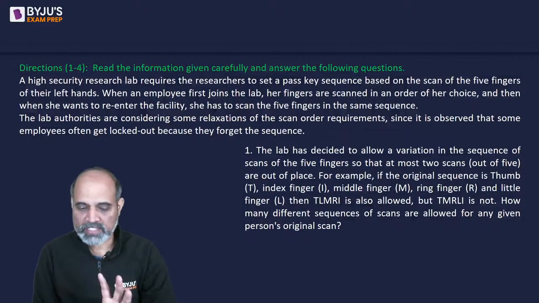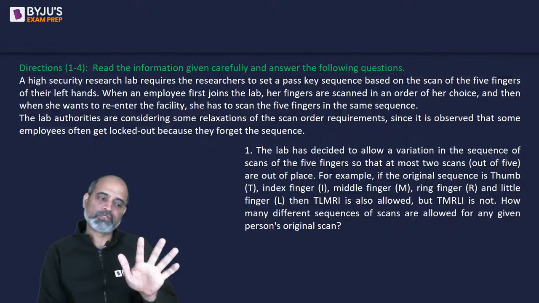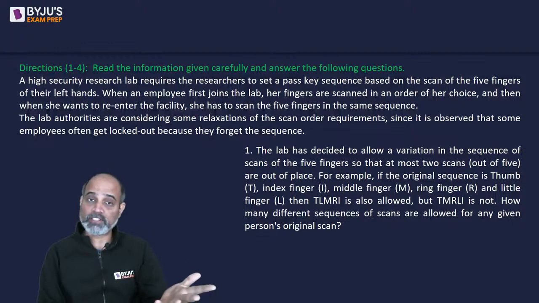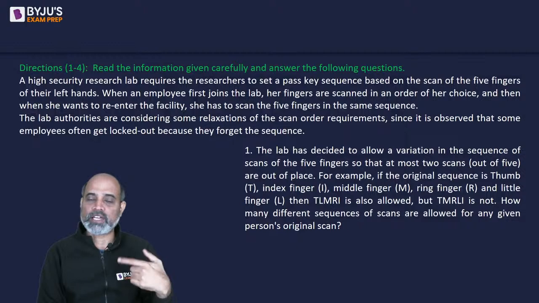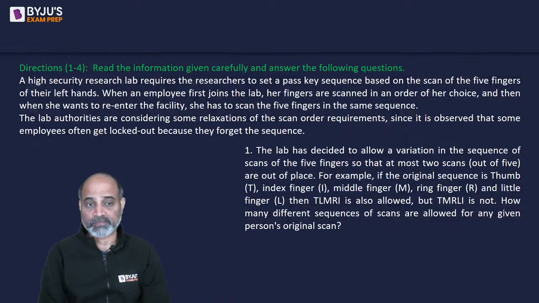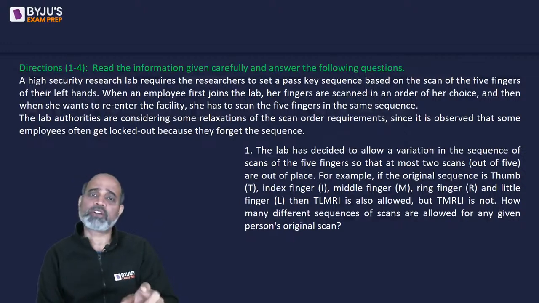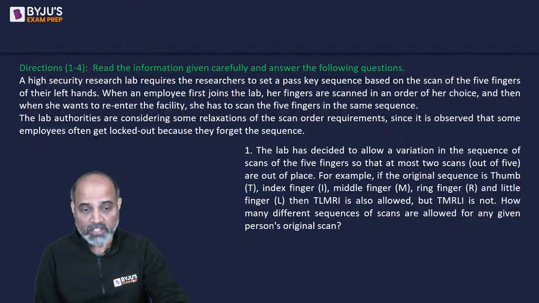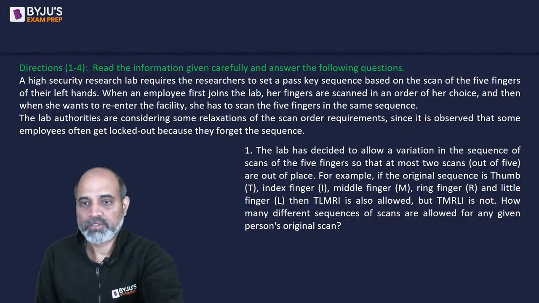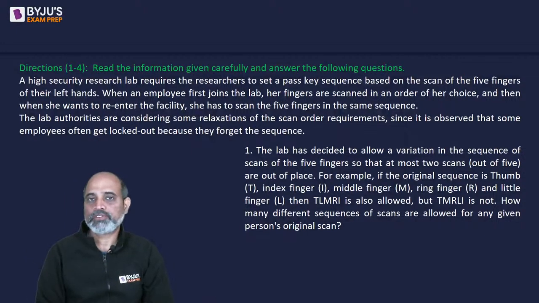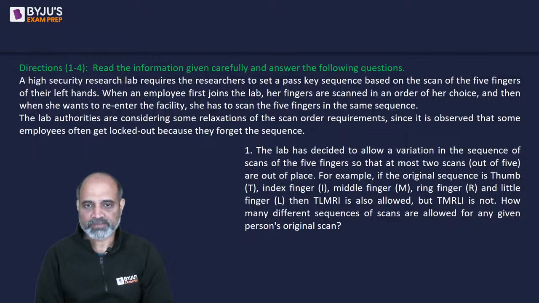Okay, so there is a certain sequence, as in if I want to scan thumb first, then the first finger, then the middle finger, then ring finger, then little finger, or maybe thumb, then middle finger, then first finger, right? So that sequence has to be followed when you are trying to enter the office. The lab authorities are saying, okay, fine, there are going to be options, as in if you want to do this or the other one. The order is something that they are trying to figure out.